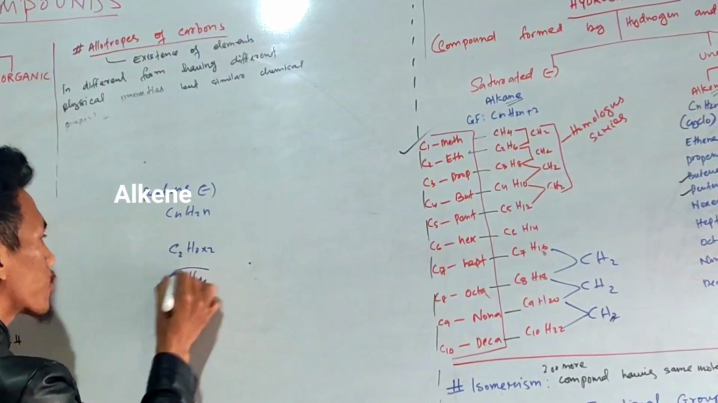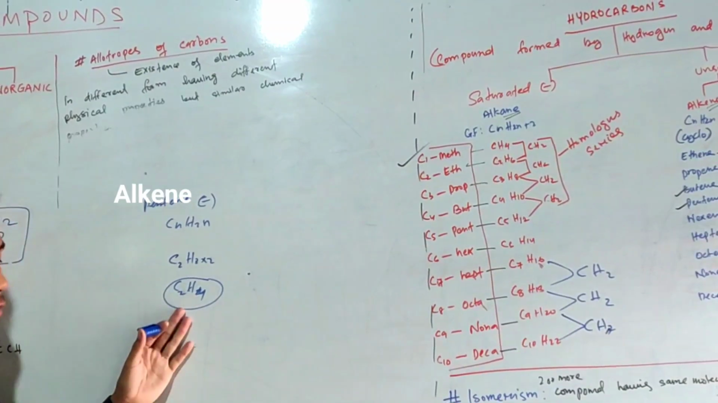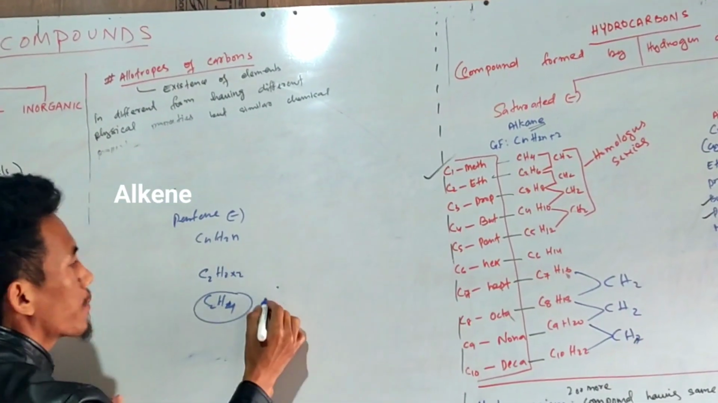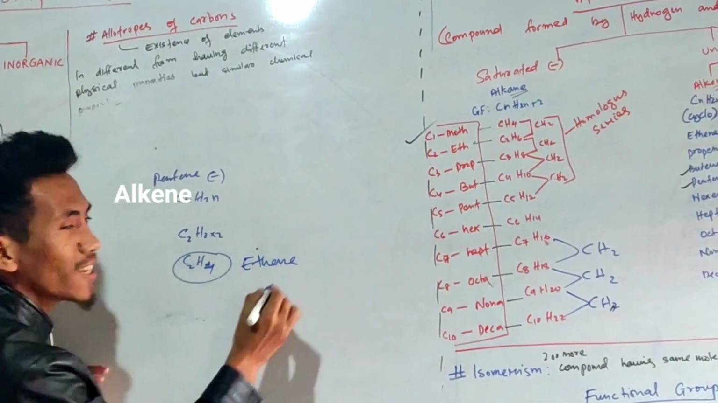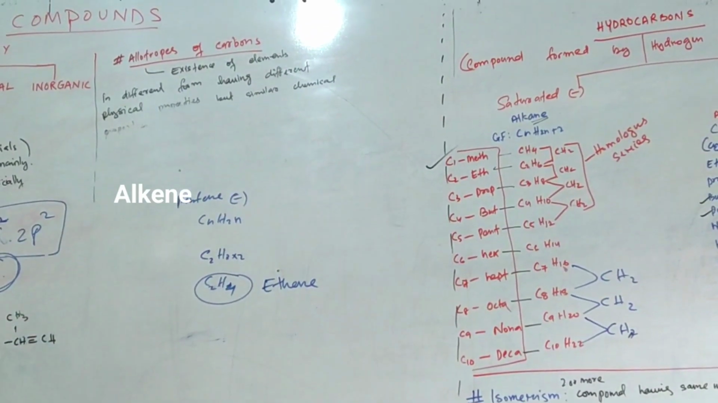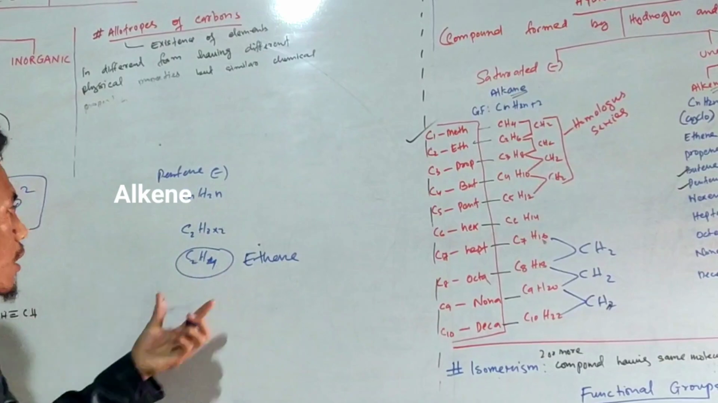Now, what will be the name of C2H4? Do you think that this will be methane, the first member like alkane? This is not like alkane. Now, this will be named ethene, E-N-E, ethene. Okay, in the alkene family, the first member is ethene. Remember that. Okay, how to draw alkene?